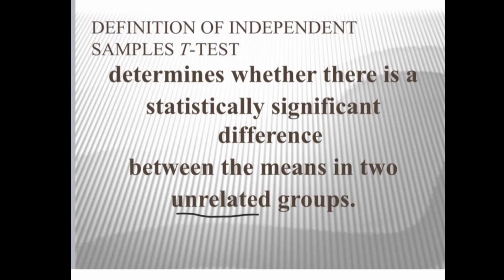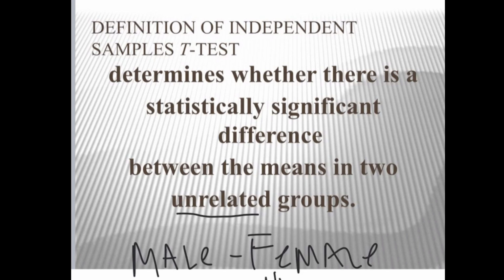Recall that we did a one sample t-test, which shows the mean versus a criterion value or a test value. Now we're going to look at the means of two unrelated groups, such as male, female, yes, no. Those are unrelated. Male can't be related to female, female can't be related to male. Yes and no are totally separate. There's no maybe in between.